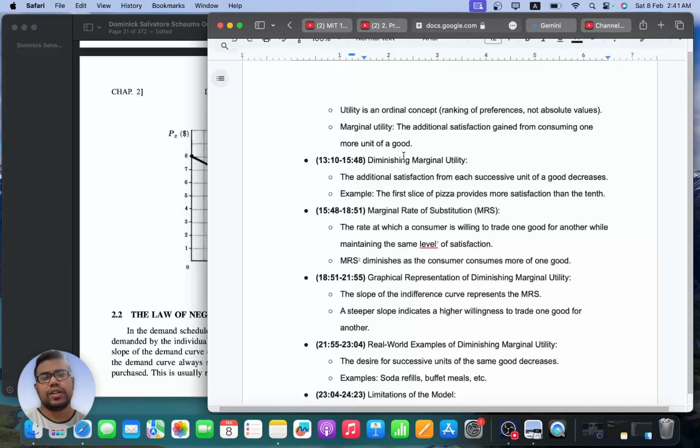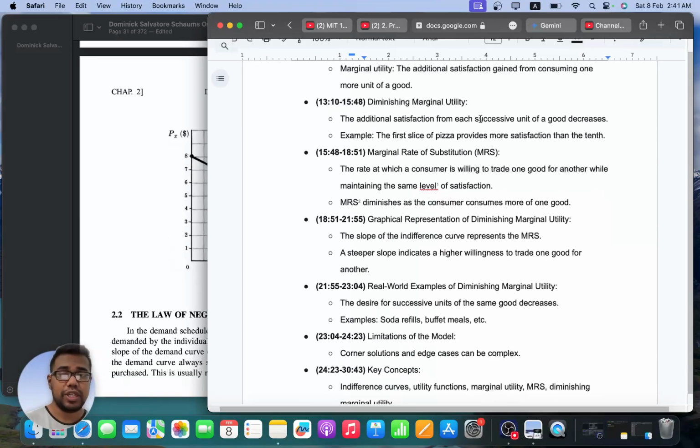Marginal utility, the additional satisfaction gained from consuming one more unit of a good. Diminishing marginal utility: additional satisfaction from each successive unit of a good decreases. That's the diminishing marginal utility. So with the next piece of chocolate or bar that you consume, your utility is going to reduce drastically.